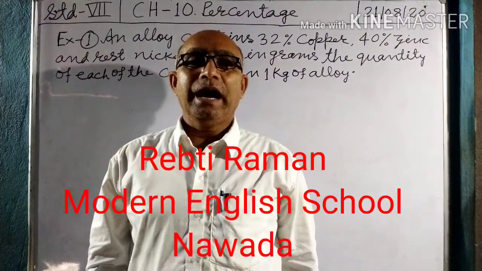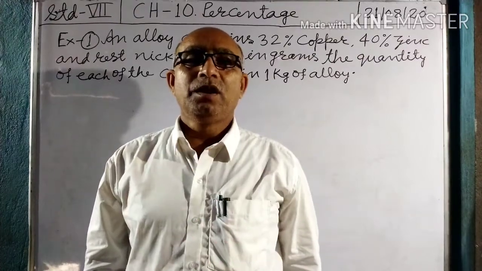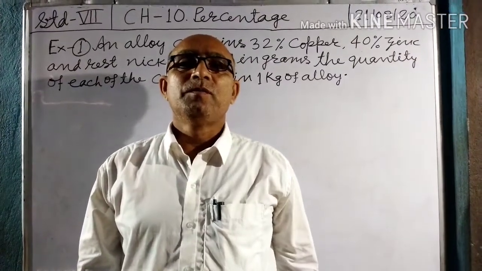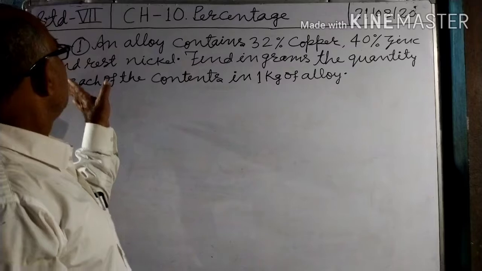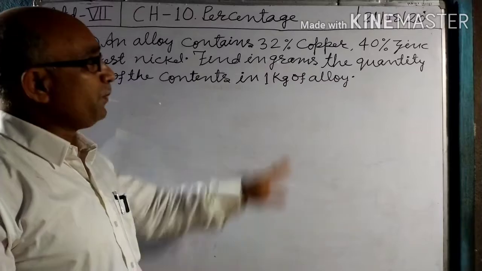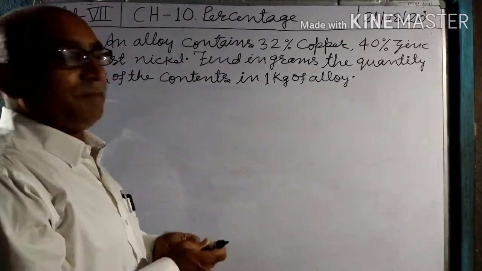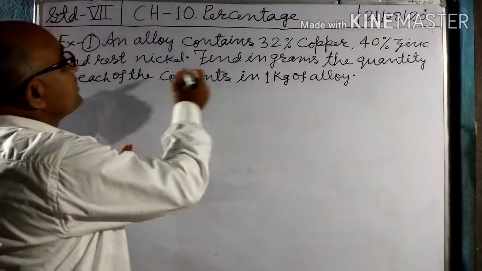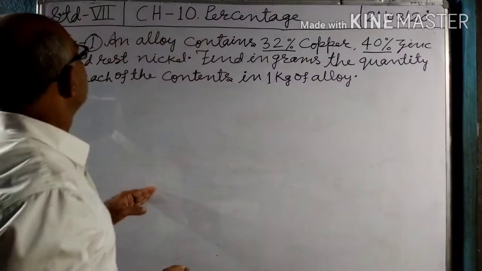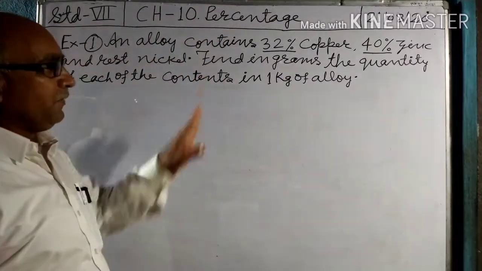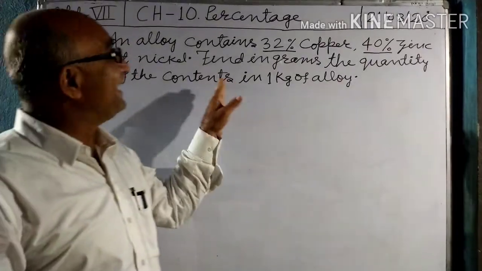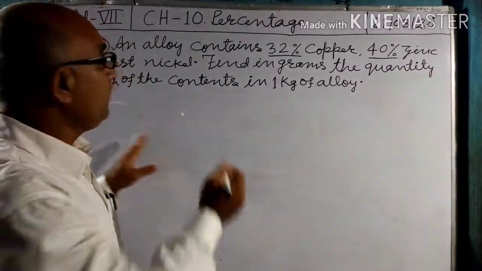Students, today I shall solve examples of exercise 10b, word problems on percentage. Example 1: an alloy contains 32% copper, 40% zinc and the rest nickel. Find in grams the quantity of each of the contents in 1 kg of alloy.